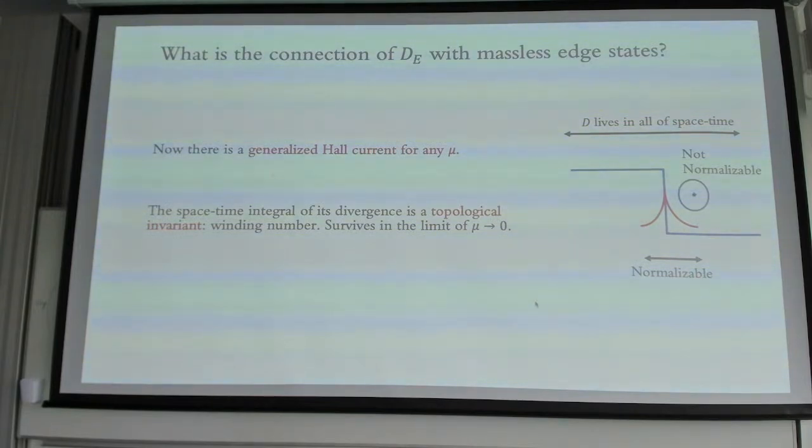So now there's going to be a generalized Hall current for any mu, and what you will see is that its space-time integral of its divergence is going to be a topological invariant. It's going to depend on a winding number, which is going to survive in the limit of the background field going to 0.